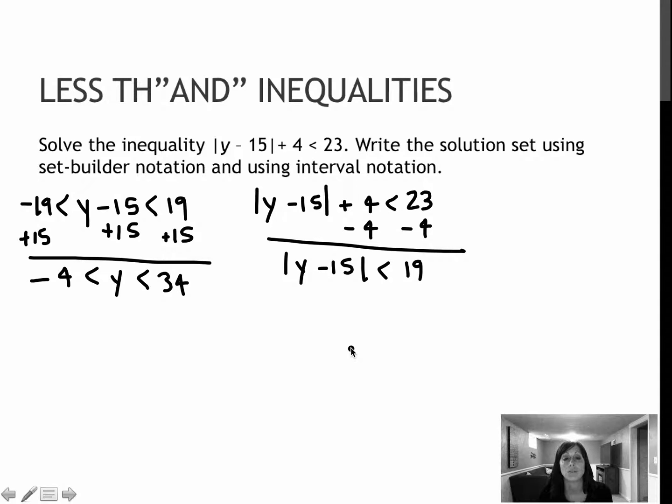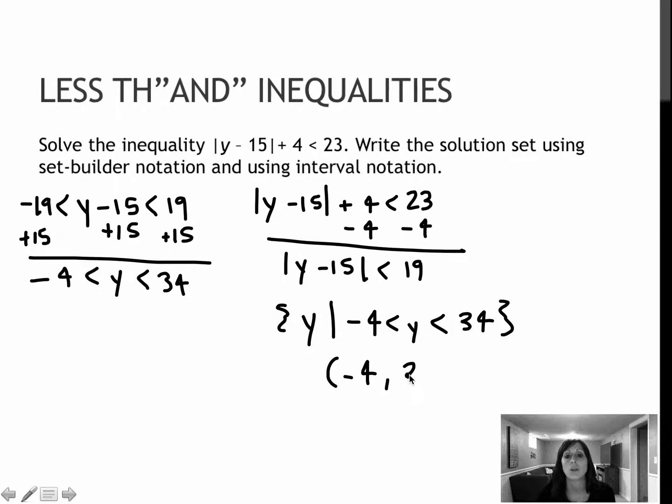That is my solution. Now, it asked me to write this answer in a couple of different ways. So it says solve this, write the answer using set builder notation. So set builder notation would be all of the y's such that -4 is less than y is less than 34. That would be the way we would write that in set builder. And in interval notation, we would write all of the numbers from -4 to +34, but not including either of those values. This one they didn't ask us to graph, so I'm not going to graph it.